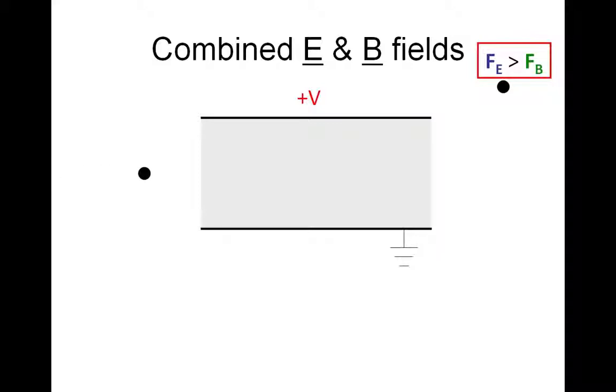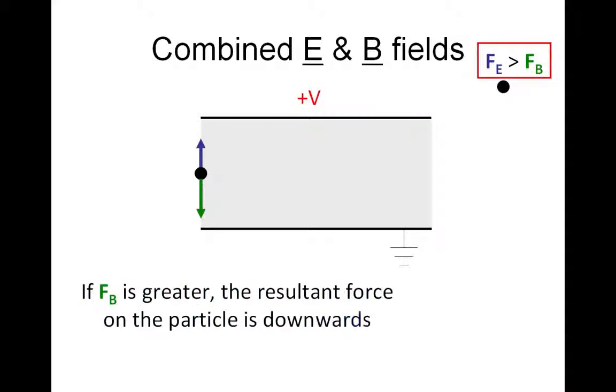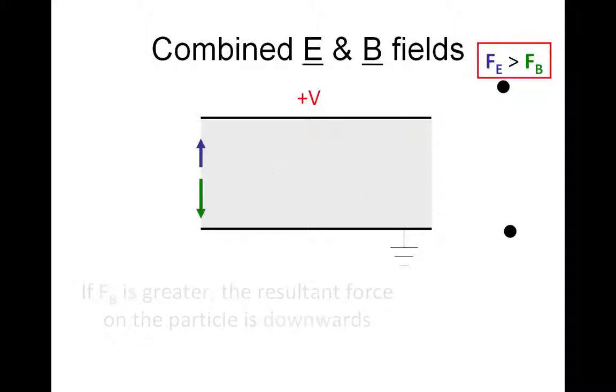If we look at a different scenario, same negatively charged particle, but this time the magnetic force is greater, the resultant force on the particle is downwards. So our particle follows a downward path.